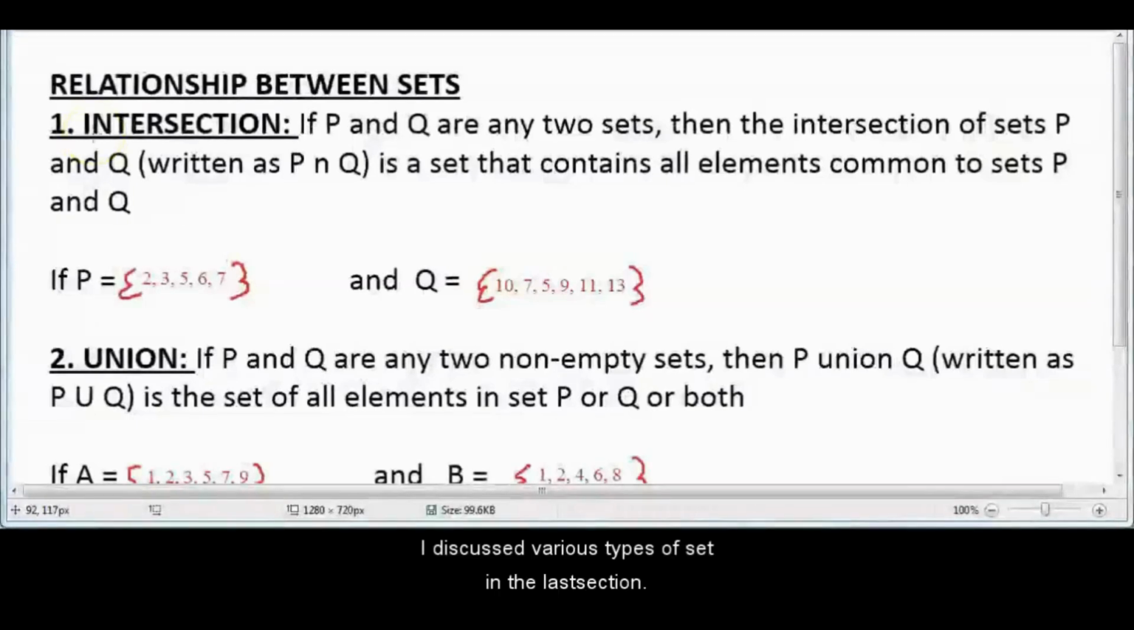I discussed various types of set in the last section. In this section, I will discuss the relationship between the different types of sets. The first relationship that can occur between sets is intersection.